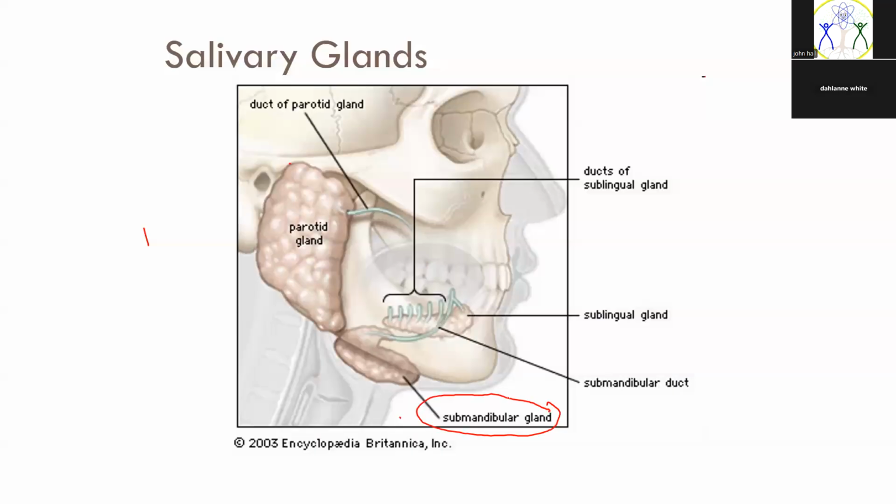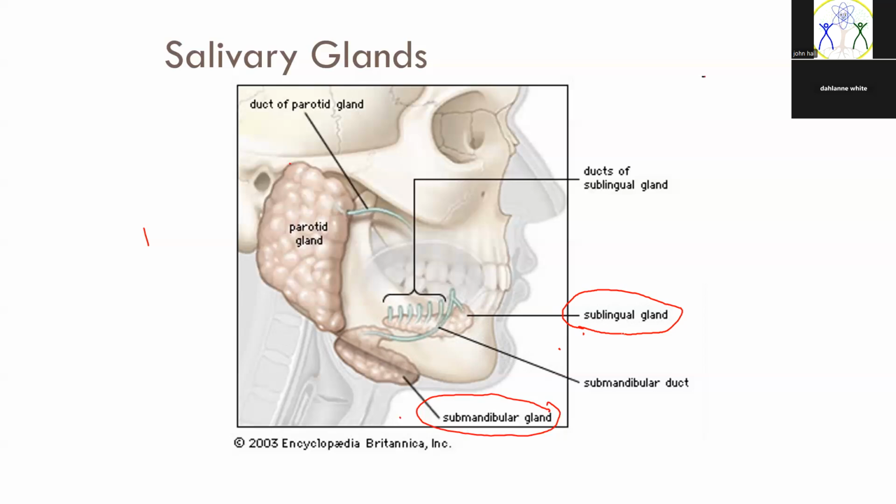Parotid is only doing salivary amylase, right? Then the sublingual now is good for mucus, okay? So obviously I'm mentioning what the different glands are secreting because it's going to be important, right? All right.